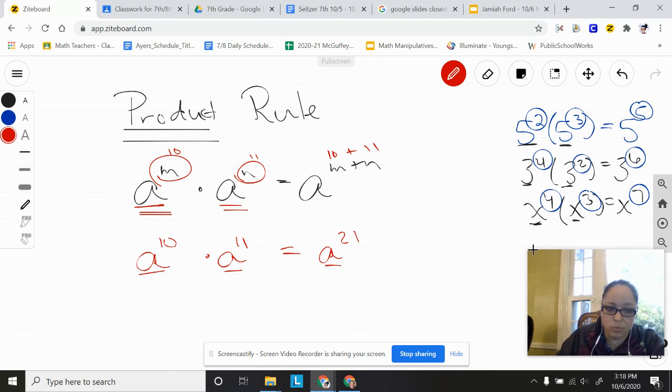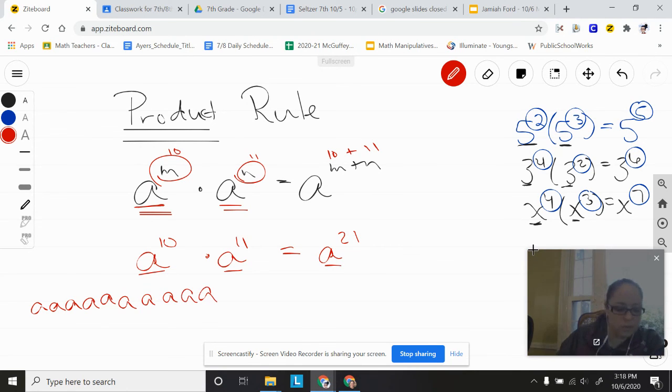And I know that makes sense because if I had 10 a's, and oh my gosh, I don't want to write this out, but we'll just go fast. 1, 2, 3, 4, 5, 6, 7, 8, 9, 10. Nobody wants to write that out. That's why we have exponential form. Now I have to write the 11 a's. Oh, I don't want to do that. That's why I have an exponent. All right, I'll do it just for you guys because I love you.